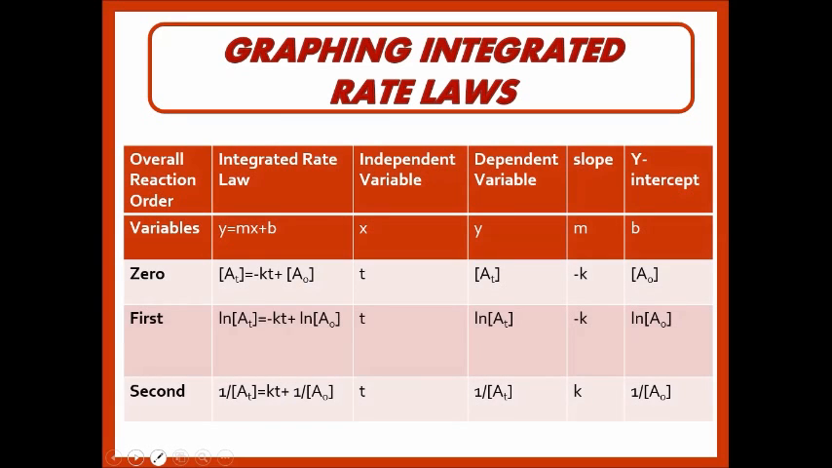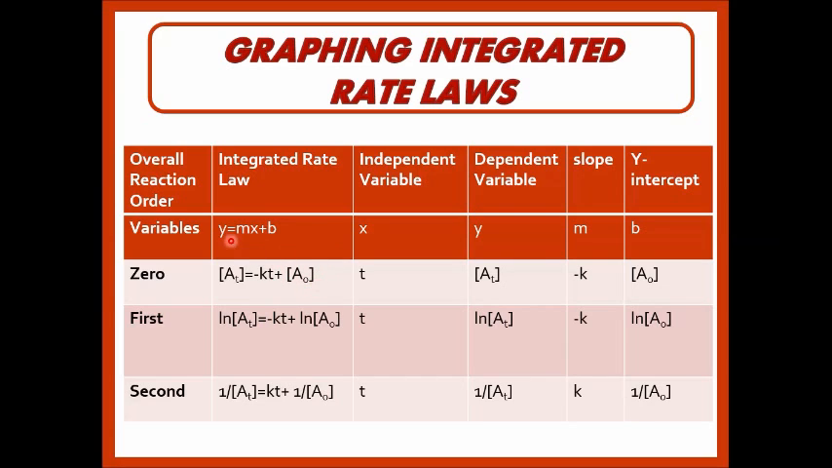So the rate laws for a zero, first, and second order reaction are shown here, the integrated rate law. And so we can see that for a zero order reaction, we have that the concentration of the reactant at a certain time of the reaction is equal to the negative rate constant times time plus the initial reactant concentration.